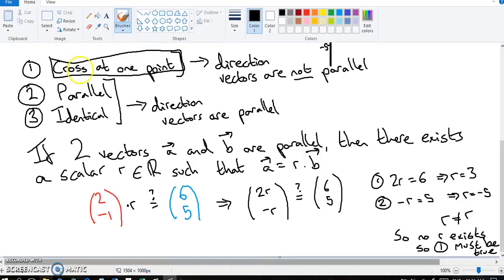And so it's just a case of checking whether or not the direction vectors are parallel, and then you can see whether they cross at one point, the lines are parallel, or the lines are identical. So we've identified that the two lines cross at one point, and all that's left now is to find that point. And I'll pause the video and rub this out so that I have space to go through that.